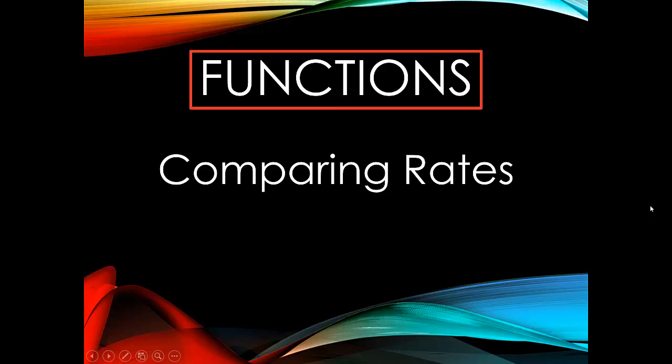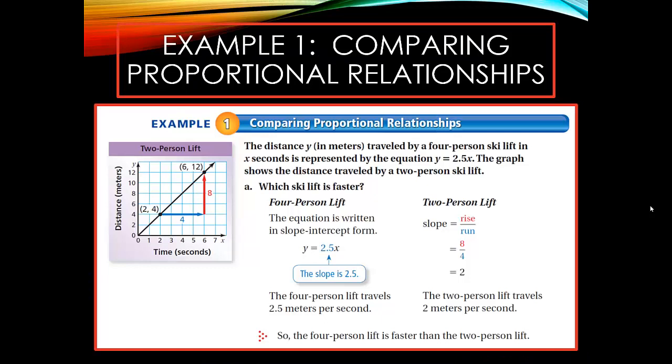Today's lesson is on comparing rates. For our first example, we're comparing proportional relationships. The distance, y, in meters, traveled by a 4-person ski lift in x seconds is represented by the equation y equals 2 5/10 x. The graph shows the distance traveled by a 2-person ski lift.